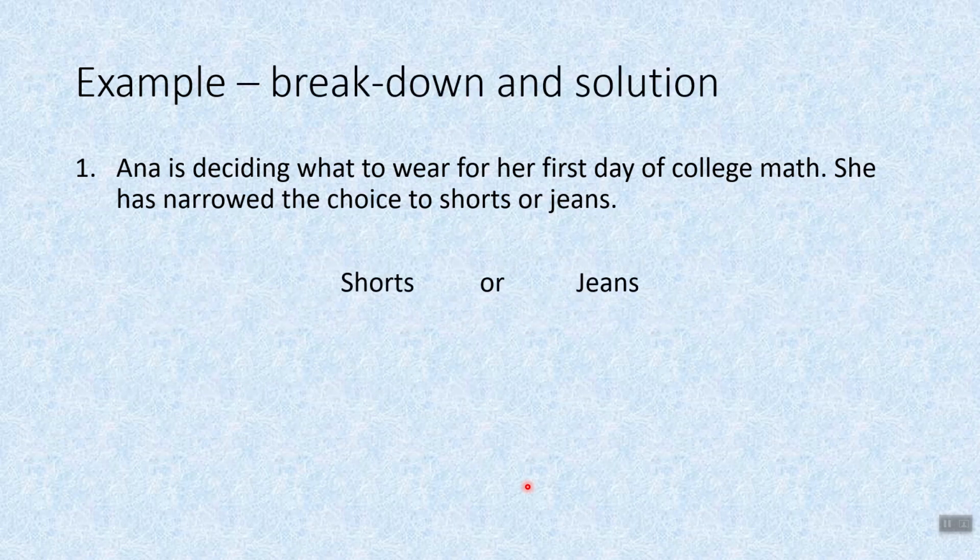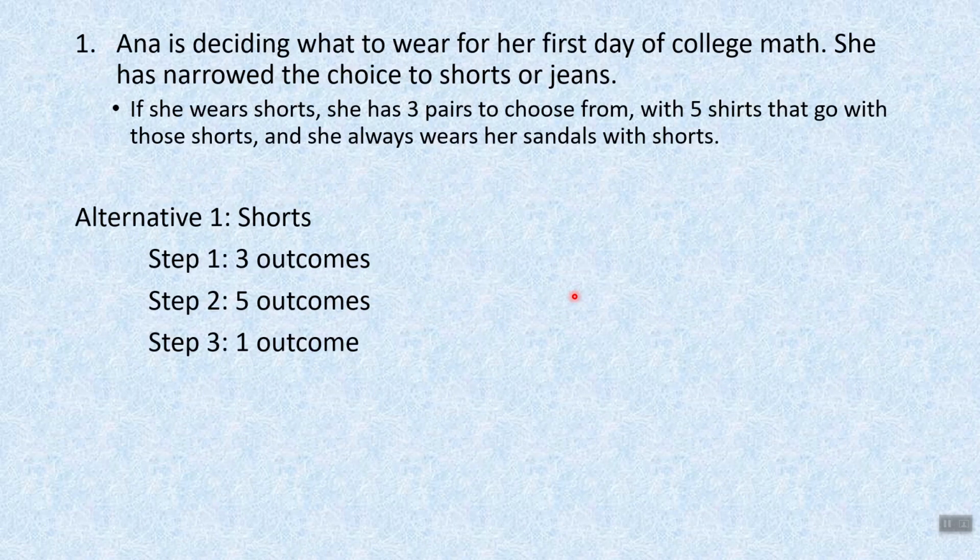So she's decided shorts or jeans. So for the first 2 sentences, the only thing I care about is shorts or jeans. Let's take a look if she chooses shorts. Alternative 1, she chooses shorts. She has 3 pairs to choose from. Once she chooses her shorts, then she has 5 shirts to choose from, only 1 footwear option, and she's going to wear sandals for that.